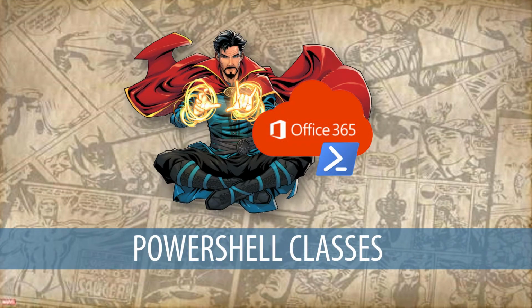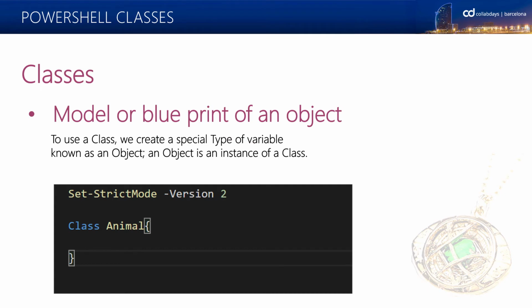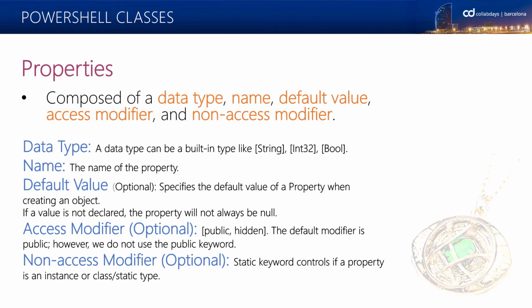PowerShell classes. It's interesting enough, most of the people that are doing PowerShell don't know that PowerShell allows classes. It allows since version 5, and a class is nothing more than a model or a blueprint of an object. And basically, that's the way you declare a class within PowerShell. So you put class and then the name of the class that you want, and that's it. A class has a data type, name, a default value, modifiers, access and non-access modifiers.